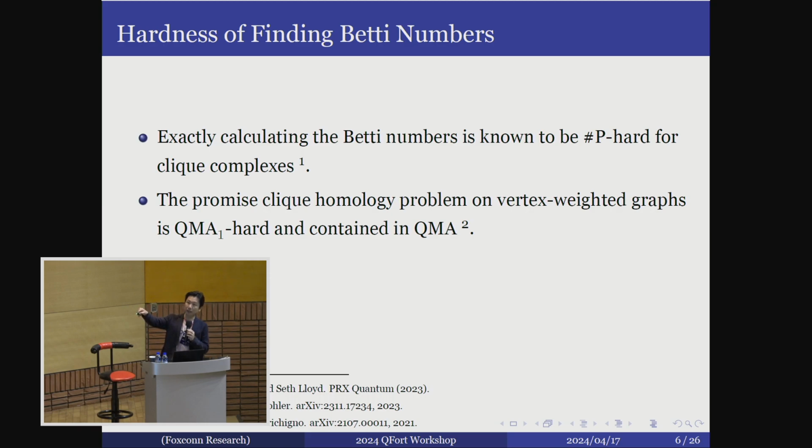We also know the promise Betti homology problem. This means that given k-simplexes, deciding whether a k-dimensional hole exists or not is also very difficult. This is QMA1-hard. And again, this result is fairly recent.